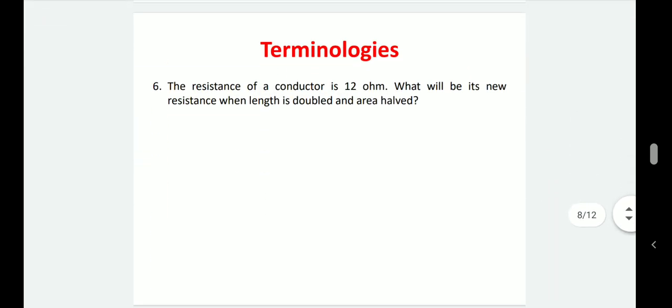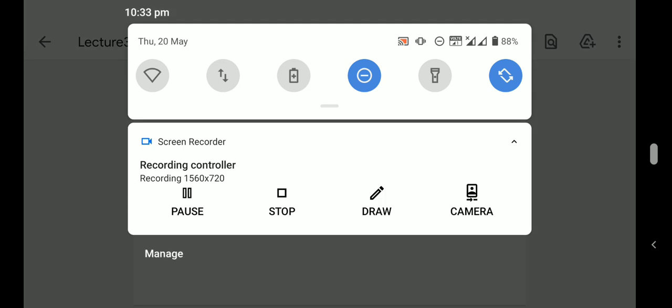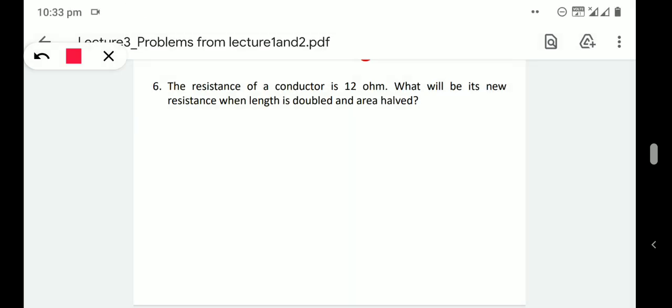Then sixth problem, the resistance of a conductor is 12 ohm. What will be its new resistance when its length is doubled and area is halved? Okay, so for this we need to write the equation for resistance as rho L by A. Resistance is given as 12 ohms.